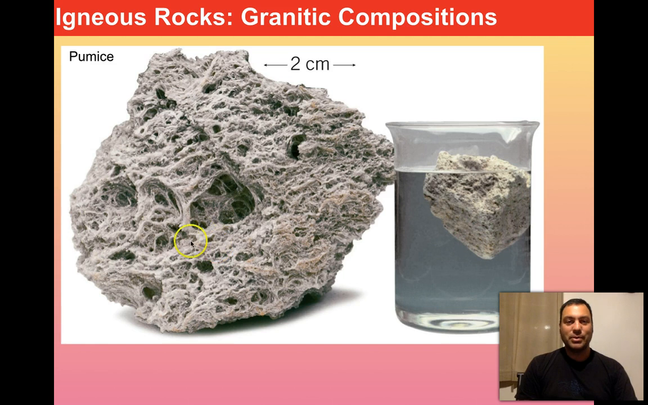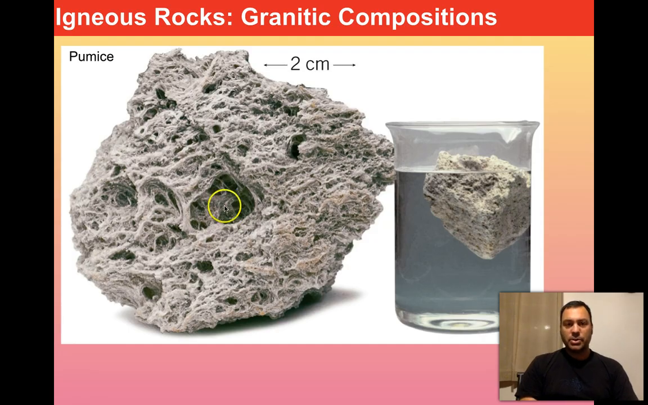Pumice is typically used in cosmetics for exfoliating the skin, things like this. But they form very, very violently. So next time you're exfoliating with some pumice rock or pumice stone or whatever, just know that it came from a very violent eruption that probably did tremendous damage to the environment when it went off.